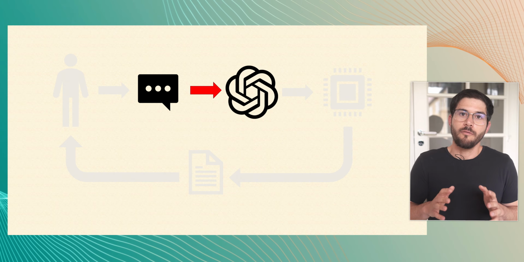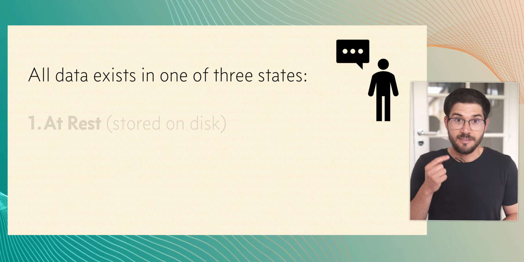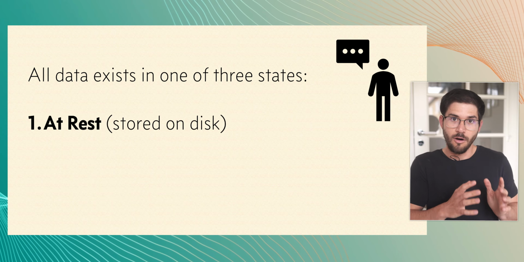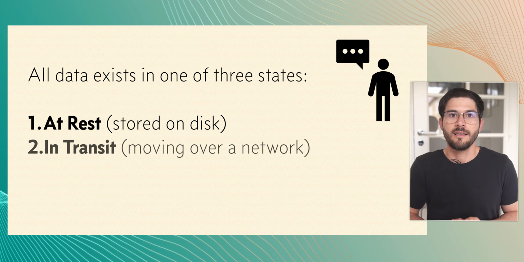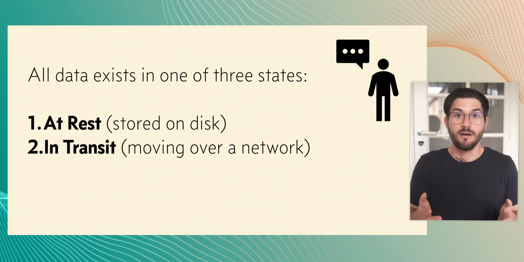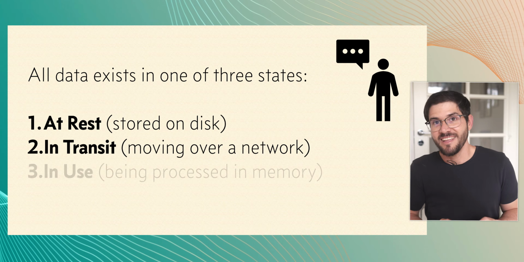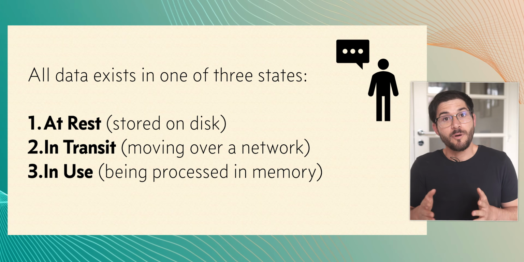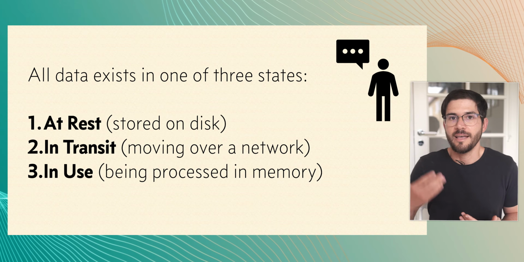All forms of data can only exist in one of three states. At rest, that means it's stored on disk in a database, for example. In transit, that is moving over a network, like sending a message on your phone or making a comment on a YouTube video. And by the way, leave me a comment down below to put some data in transit. And number three, in use. That means being processed in memory. For example, when an AI model is executed to produce an output.